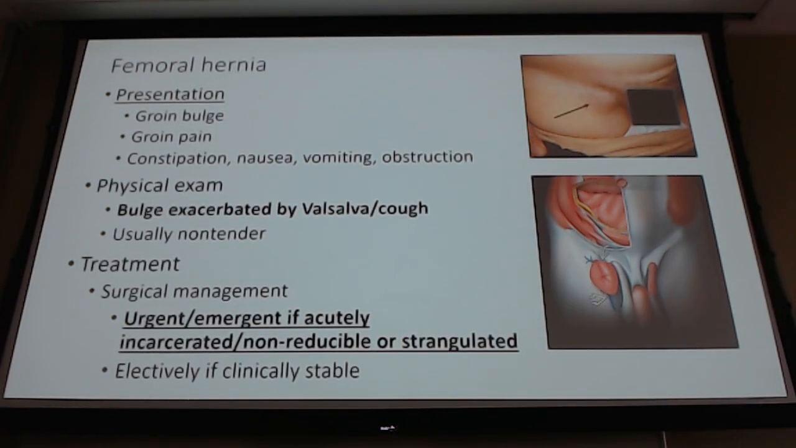So, presentation: you're going to have the groin bulge, groin pain. They may be constipated, with nausea and vomiting. They could have an obstruction if it is strangulated. When they Valsalva and cough, it's going to get bigger.